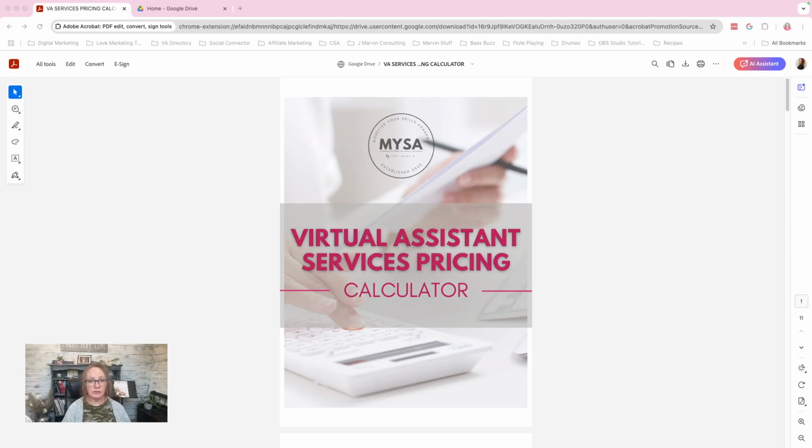Basically what you do is you just plug in your numbers. You plug in your income goal, your expenses, your hours, and it's going to show you how to calculate your hourly rate and package rates as well. So it's simple, it saves you time, and it'll really help you figure this out.